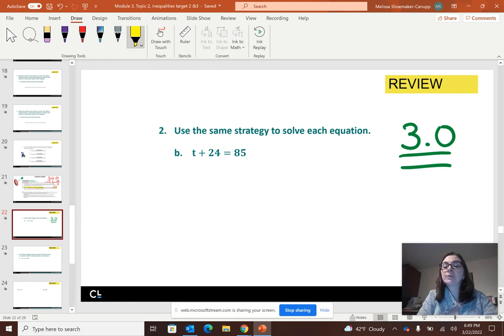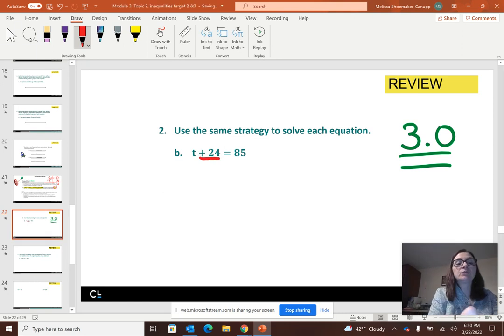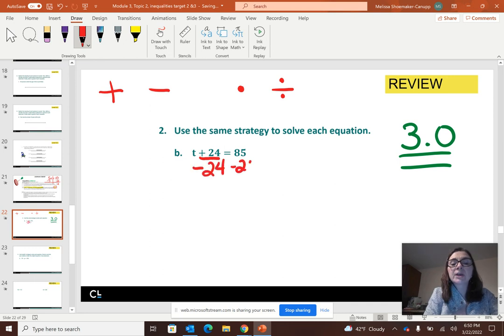Now, when you see the 3.0 over here, this is for solving one-step equations. So we look at plus 24, and we're thinking inverse or opposite operation. Remember, the opposite of add is subtract. The opposite of subtract is add. The opposite of multiply is divide. And the opposite of divide is multiply. So I would subtract 24 from each side.